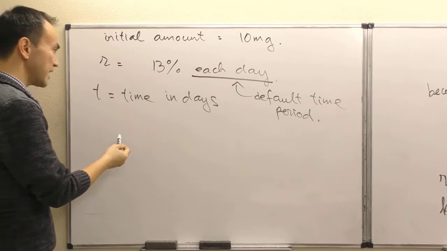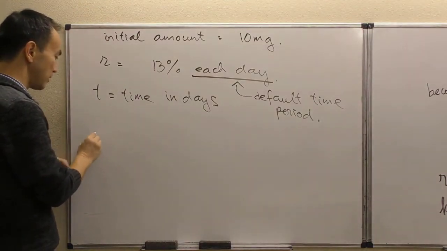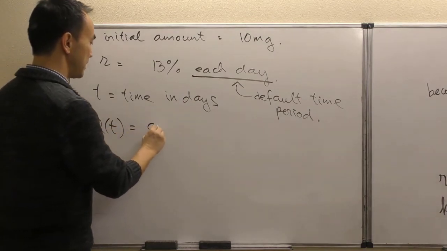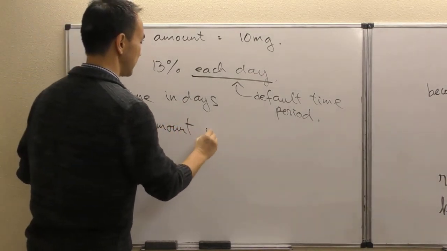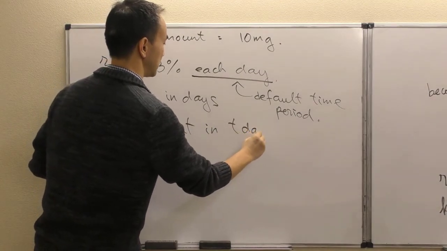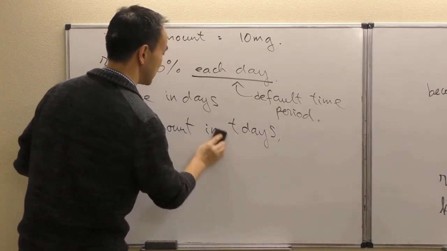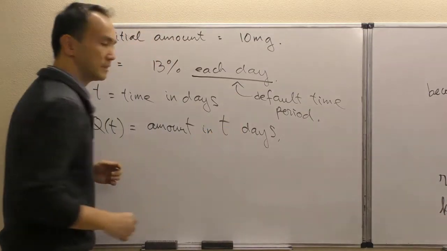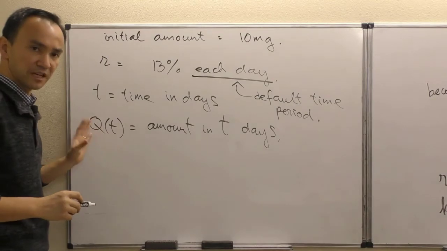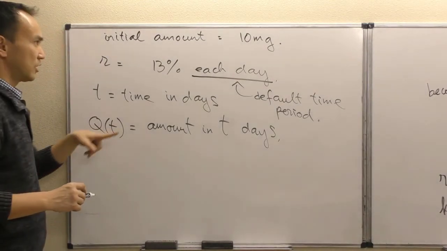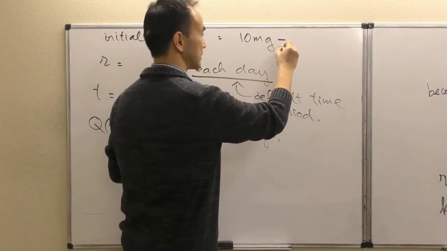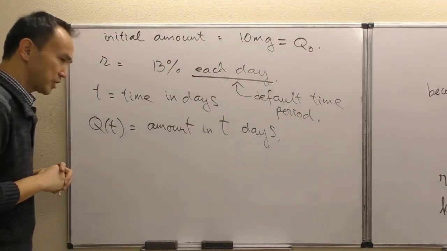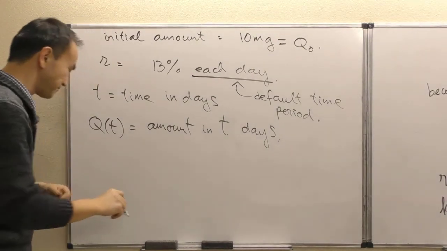So that means, starting out, we have come to the following. And by the way, I'm letting Q of t be the amount in t days. All right, the amount in t days. And so for that reason, the amount is the function Q right here. So we can call this 10 milligrams right here Q sub 0. And this is what we have seen earlier.